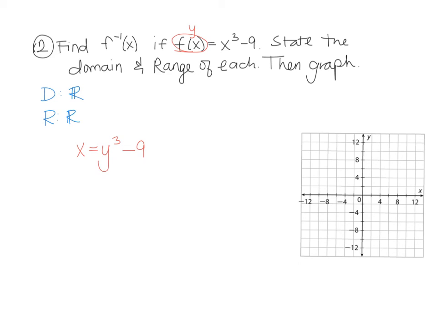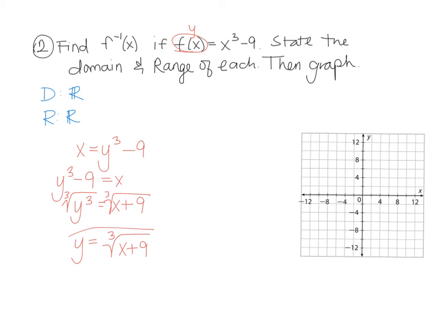So if I'm trying to solve for y, let me just rewrite this so that y is on the left. I'm going to add 9 to both sides, so y cubed equals x plus 9. And then to undo cubed, we take what's called the cube root. Make sure you write the little 3 in there or it's not going to be the same thing. So I've got y equals the cube root of x plus 9. If we graph that in our calculator, you again are going to see that the domain is all real numbers and the range is all real numbers.